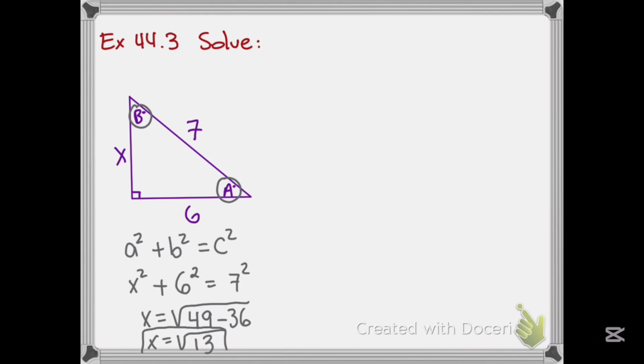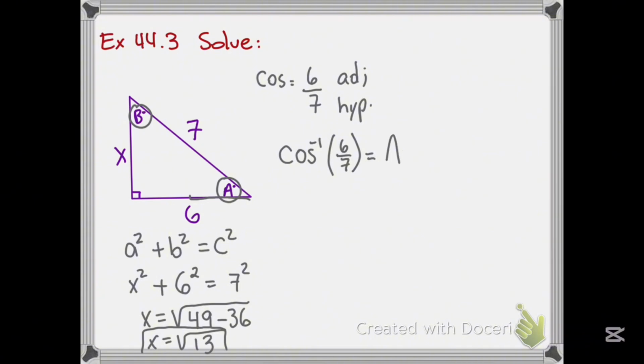Now to find A and B, we're going to use the inverse values of sine and cosine. We have to use the values that are given, 6 over 7. Now, if we're working with A, 6 is the adjacent, so 6 over 7 is going to be adjacent over hypotenuse. And adjacent over hypotenuse is cos. So the inverse cos of 6 over 7 is what we're going to use to find A. And if we put that in the calculator, we get 31 degrees.